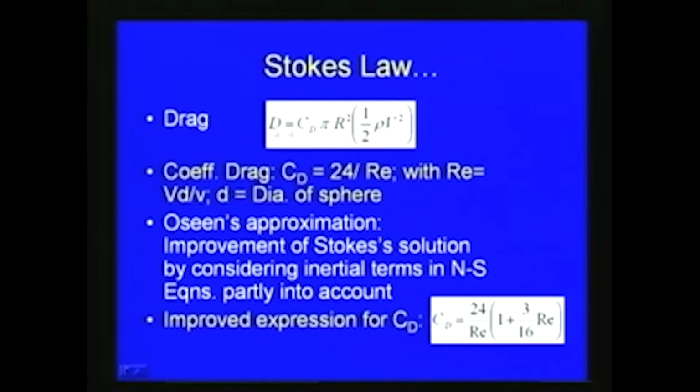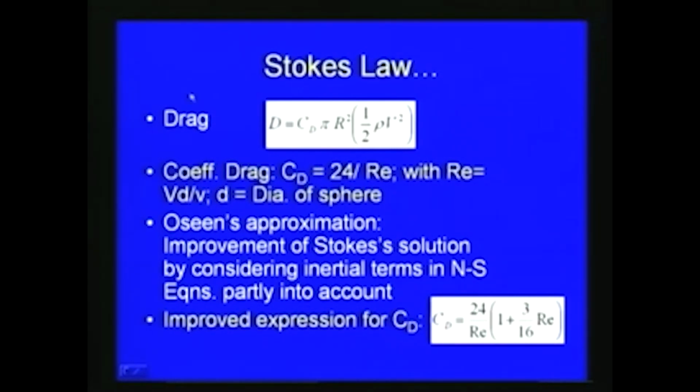Finally, an expression for drag can be written as D = Cd × πr² × ½ρV², where r is the radius of the sphere we consider. The coefficient of drag from this expression was derived by Stokes as Cd = 24/Re, where Re is the Reynolds number, Re = Vd/ν, where V is the velocity, ν is the kinematic coefficient of viscosity, and d is the diameter of the sphere.